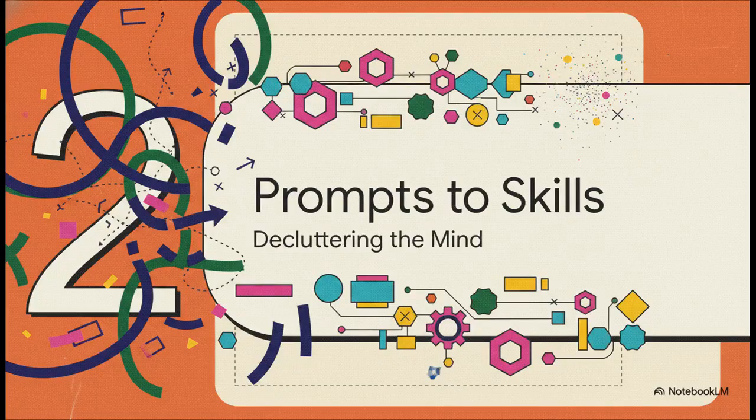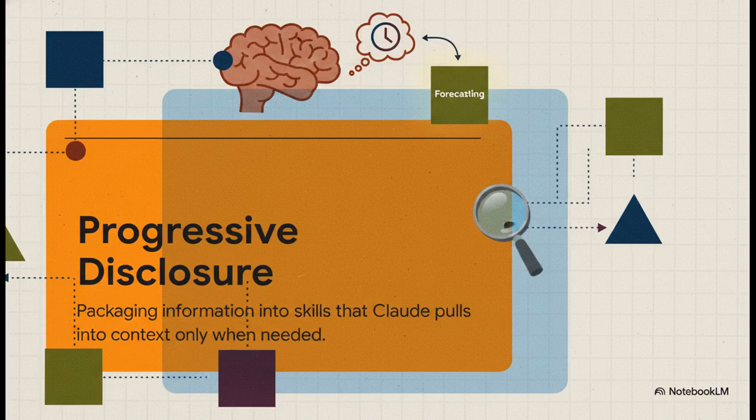Moving right along to Section 2, Prompts to Modular Skills. It's all about decluttering the mind of your AI. The core concept we need to talk about here is progressive information disclosure. Think about it. Instead of forcing your agent to memorize every single business rule at all times, you package that logic into composable modules or skills. The AI only pulls a skill into its context when it actually needs it. It's honestly like closing 50 unnecessary browser tabs in your brain. It acts as massive cognitive relief for the AI, it saves you tokens, and, crucially, it prevents those nasty policy conflicts.